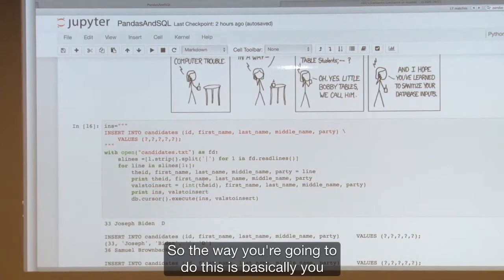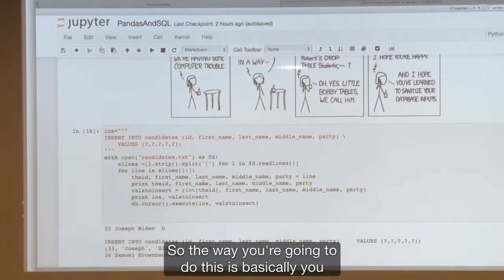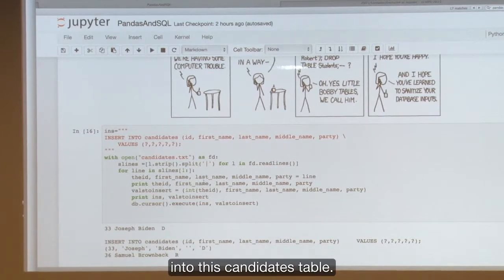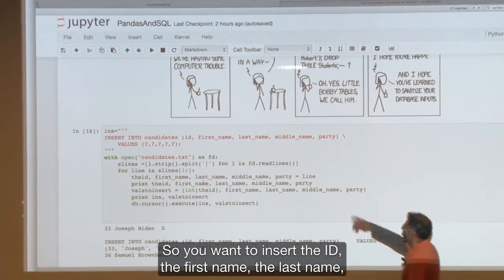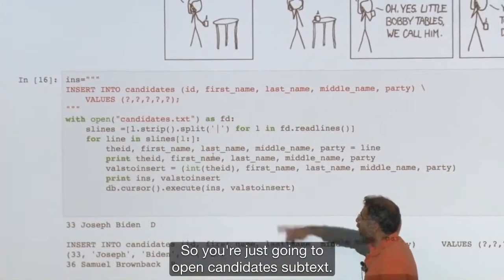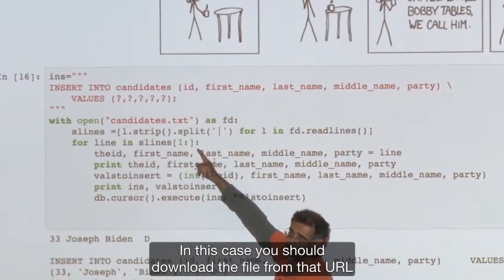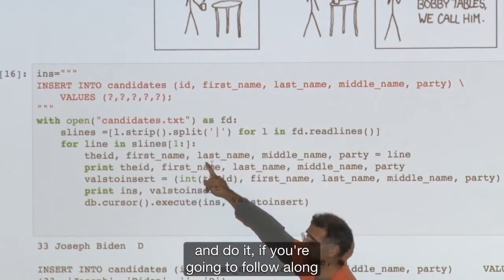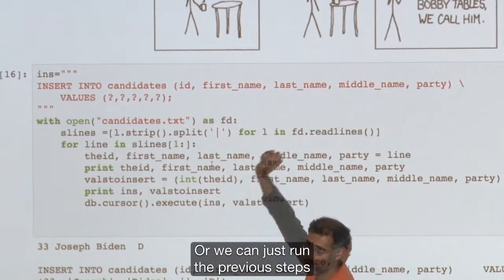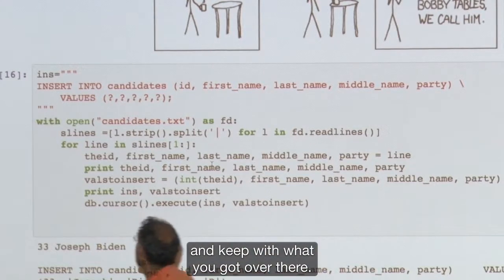OK, so the way you're going to do this is basically you want to insert all this information that you have into this candidates table. So you want to insert the ID, the first name, the last name, the middle name, and the party. So you're just going to open candidates.txt. In this case, you should download the file from that URL and do it if you're going to follow along on this particular one. Or you can just run the previous steps and keep with what you got over there.